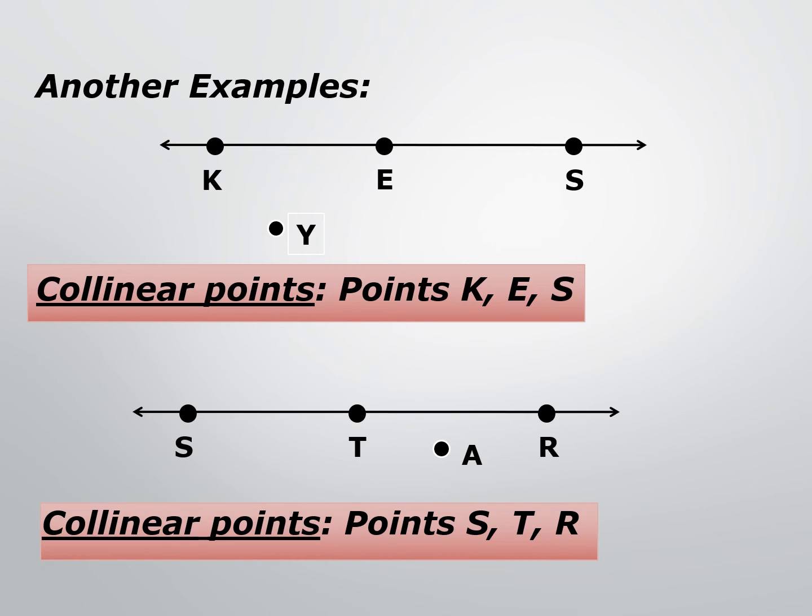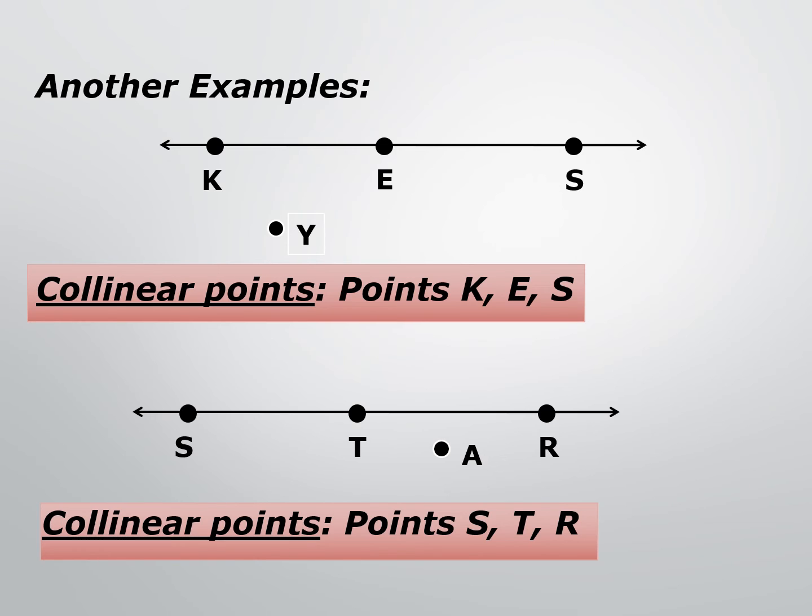So in the second example, we have point S, point T, and point A. Sorry, that's point T, point A, and point R. So they are non-collinear points. Okay? Is that clear, the difference between the collinear and non-collinear points?